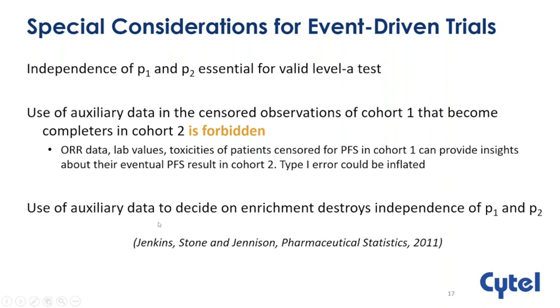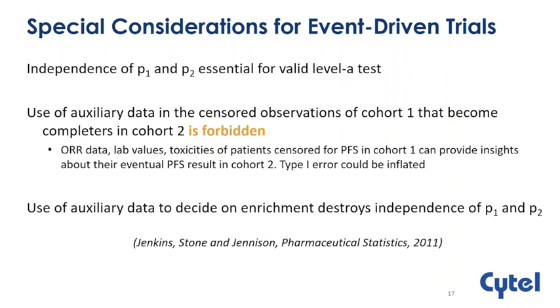What is specific to this particular study, however, is that some subjects who are administratively censored in the dataset available for the interim analysis might subsequently experience an event. So if one were to make available data in the patient profiles for these subjects in the form of toxicities, lab values, the extent of tumor shrinkage, then this might be correlated with the PFS to assist in the enrichment decision. And that may lead to an inflation of the type 1 error. So this use of auxiliary data essentially breaks the independence that we need to have between the p-values from the two stages.